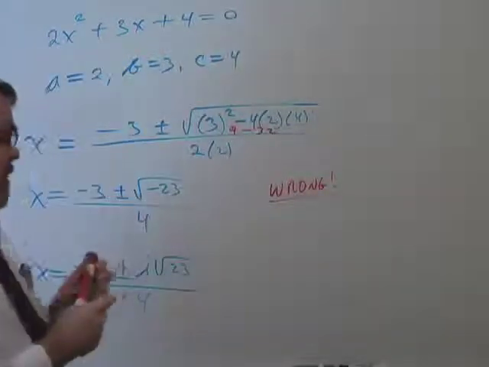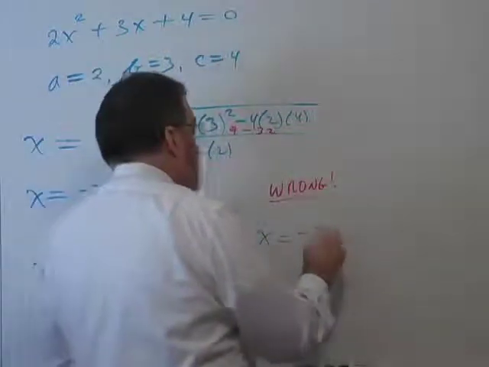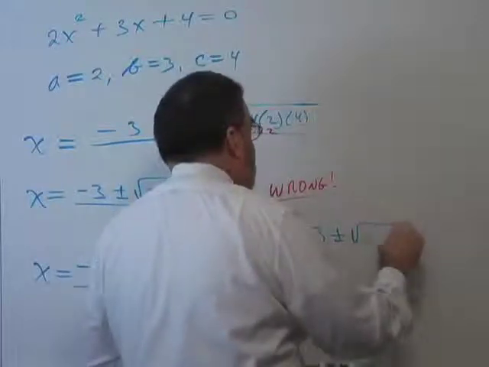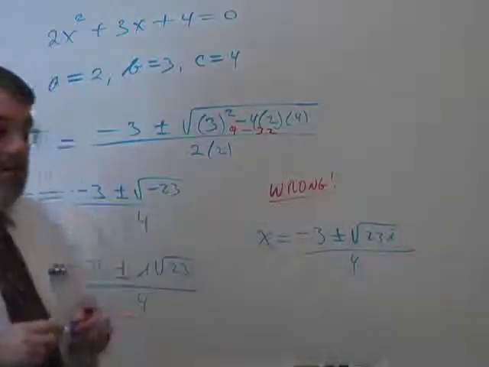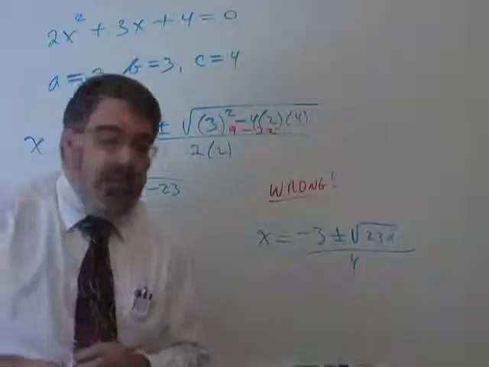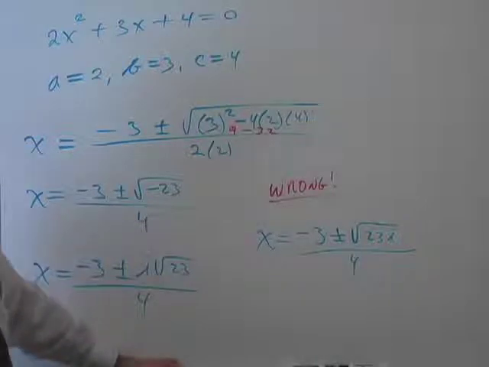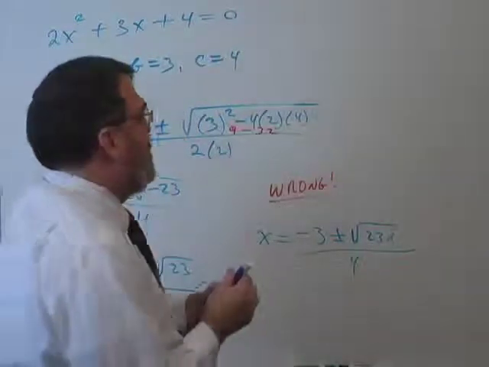So here's one to avoid. If you were to write it as x equals negative 3 plus or minus the square root of 23i, over 4, what's wrong is the fact that the i is under the square root sign. And the square root of i is not the same as i. When you put it under the square root, you have created a new number. As a matter of fact, if you're wondering what the square root of i is, this is what it is.